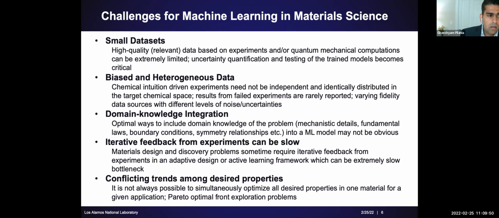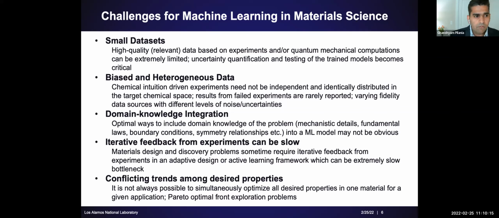In addition to that, data can be highly biased and heterogeneous, because all the data points in a particular data set need not be independent and identically distributed. They can be highly clustered in chemical space. Results from failed experiments are rarely reported. Most of the experiments are driven by chemical intuition and individual tastes and preferences.